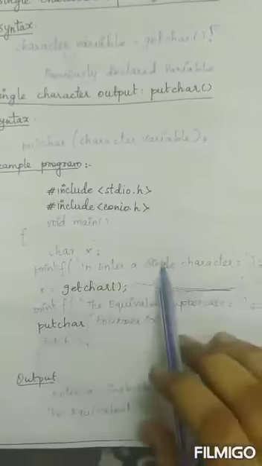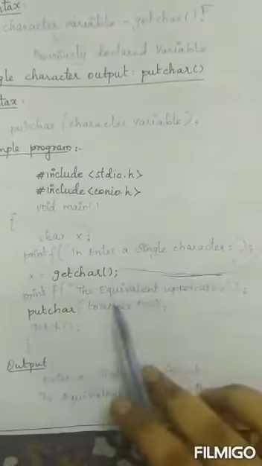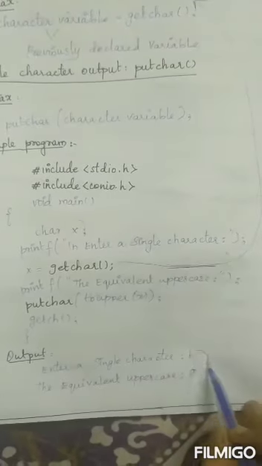Now the output will be this printf statement appears. Enter a single character, small b means the equivalent uppercase will be, the capital B will be displayed in the output.